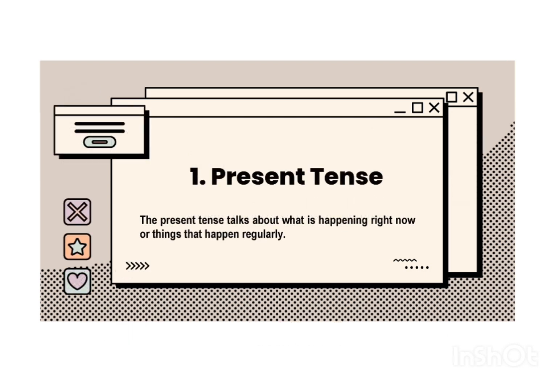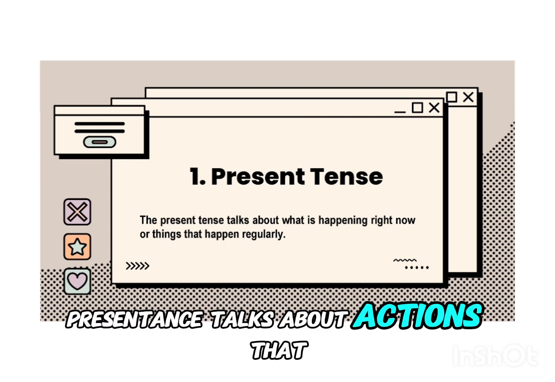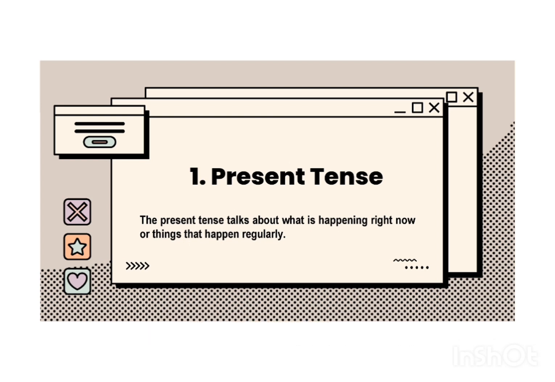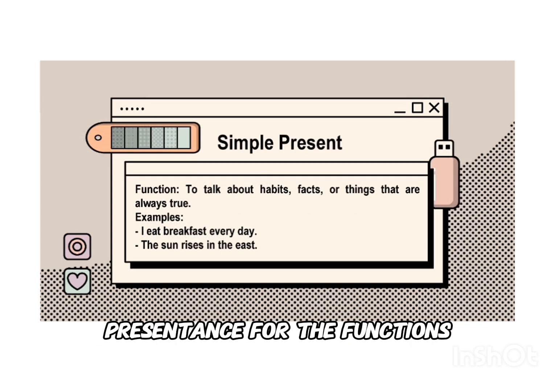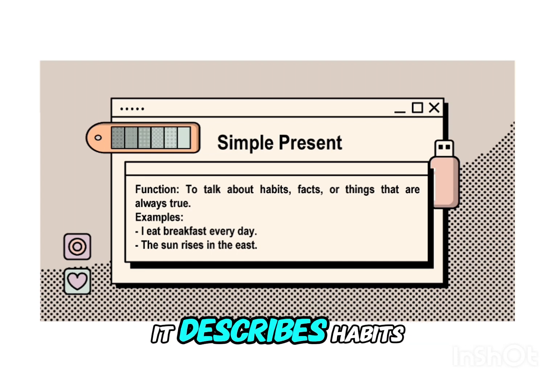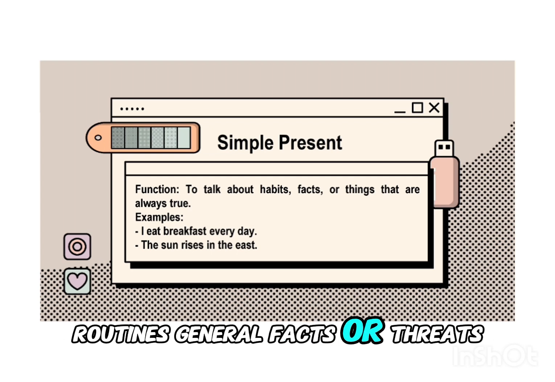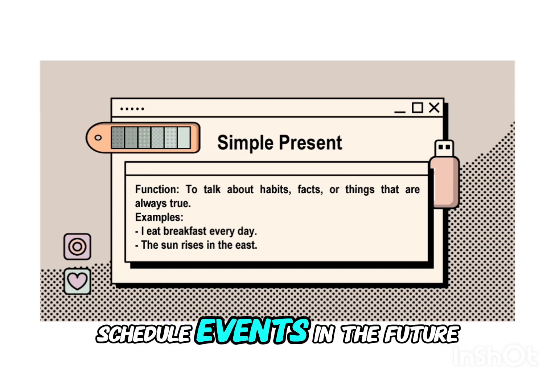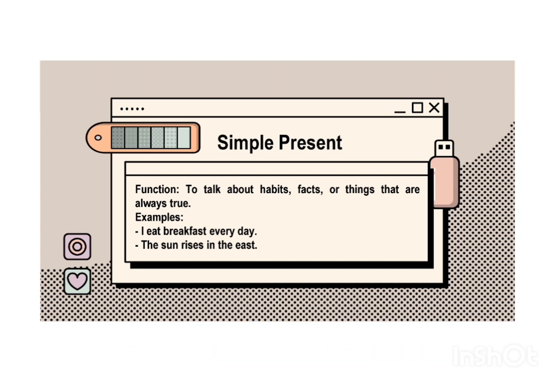First, present tense. Present tense talks about actions that are happening now or that happen regularly. Simple present is part of present tense. For the functions, it describes habits, routines, general facts, or truths. It is also used for scheduled events in the future, especially with transportation or timetables.